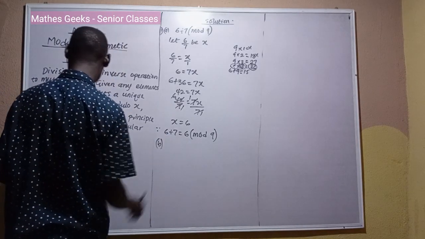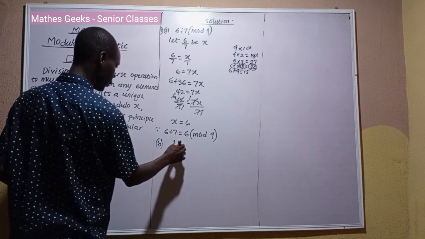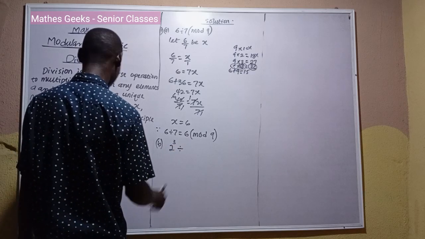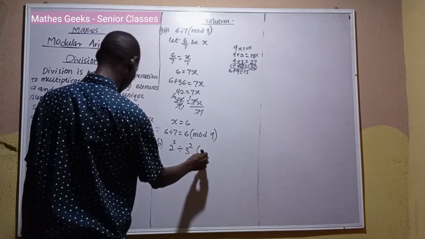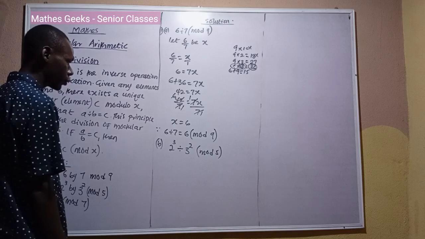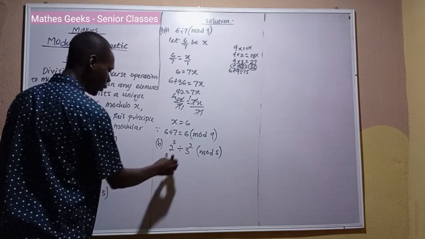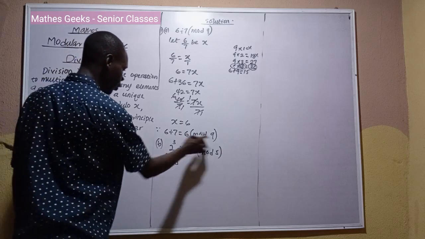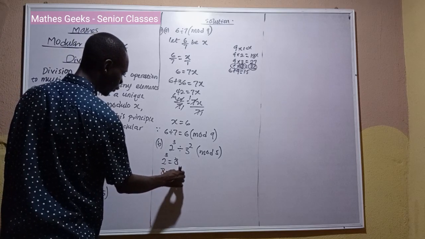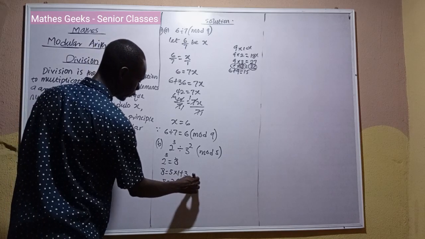B. Divide 2 raised to the power 3 by 3 raised to the power 2 in mod 5. Let's simplify this part. 2 raised to the power 3 is equal to 8. This operation is to be done in mod 5. 8 in mod 5 is equal to 5 times 1 plus 3. So 8 in mod 5 is 3.